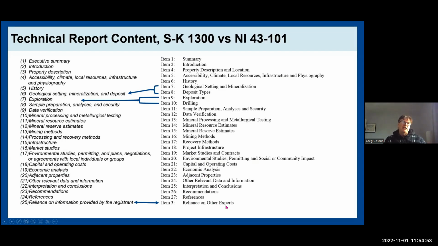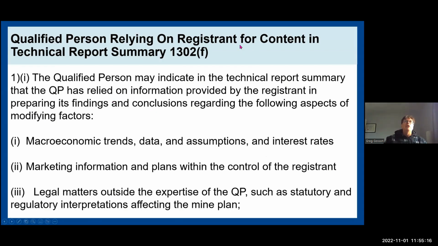43-101 has this reliance on other experts. What they have here under chapter 25 is reliance on information provided by the registrant, which allows you very similar allowance to what you get under 43-101. The difference is only the registrant can be responsible and not some outside third-party firm. When you rely on the registrant, it can be for macroeconomic trends, data, interest rates. This is the content you can rely on as a qualified person for the registrant.